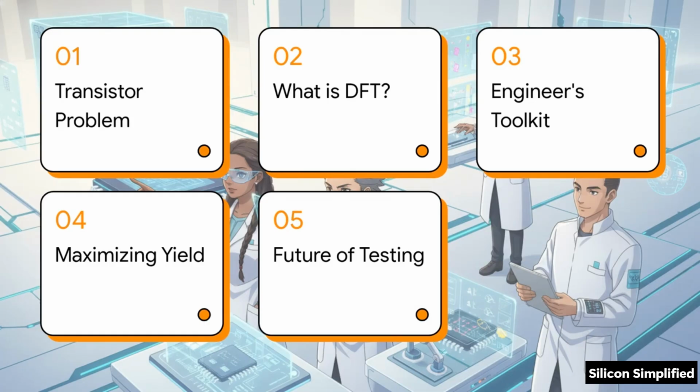Here is our roadmap for today. We'll cover 1. The billion transistor problem. 2. What is design for testability? 3. The test engineer's toolkit. 4. Maximizing yield and success. And 5. The future of testing.